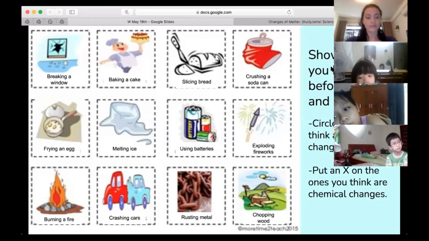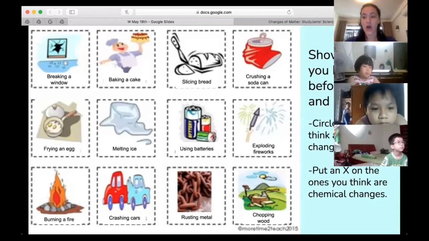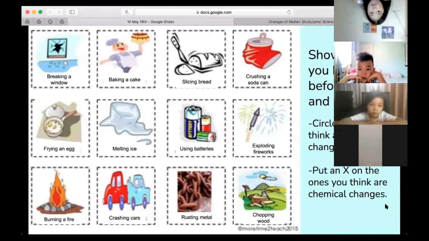So, first, you have 15 seconds to look at them and decide which ones you think are physical and which ones you think are chemical. So, go ahead and look at them first. Think about which ones you want to circle and which ones you want to X. Take your time, think about it. Only circle or X once you really think. Is it physical? Can it be reversed? Or is it chemical? Are you changing what it is?